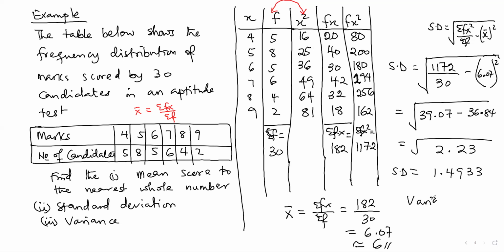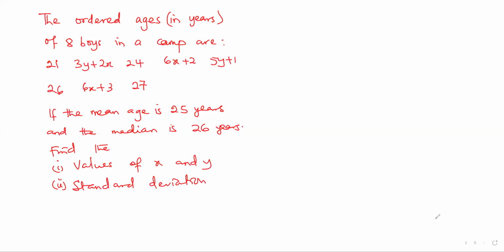So the variance is your standard deviation all squared. So the variance could even be the number under the square root, which is 2.23. Or you can take your standard deviation squared. So this is how we solve this type of question. Okay. Let's take another question. So this is another question we have before us.